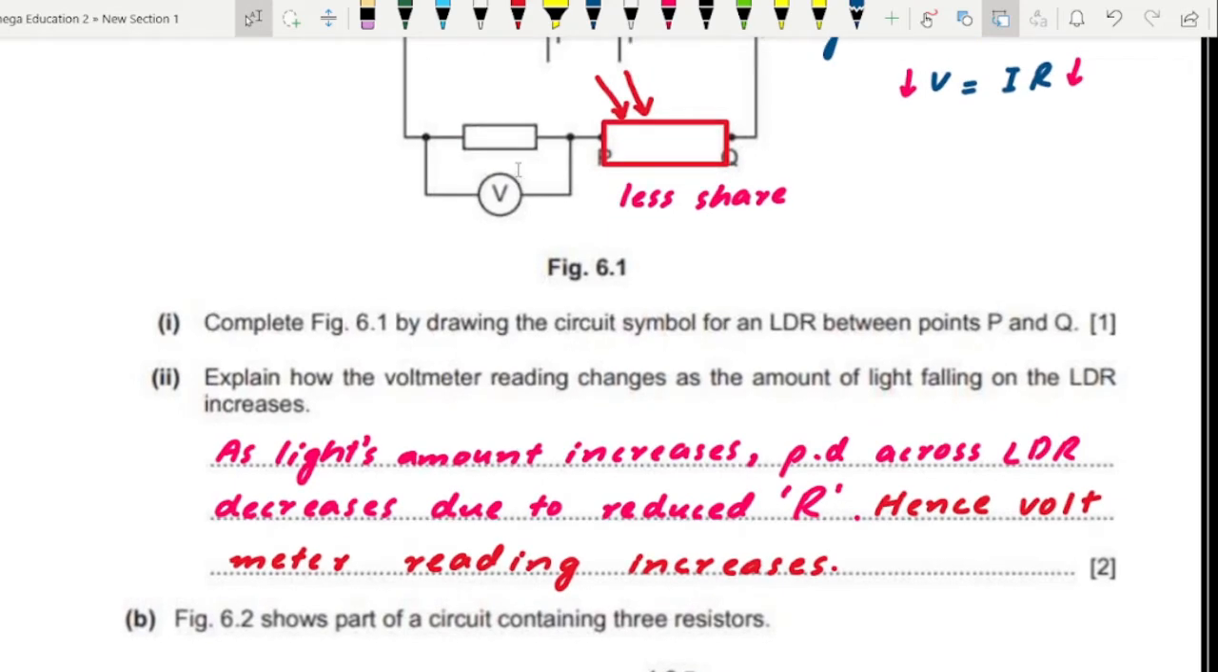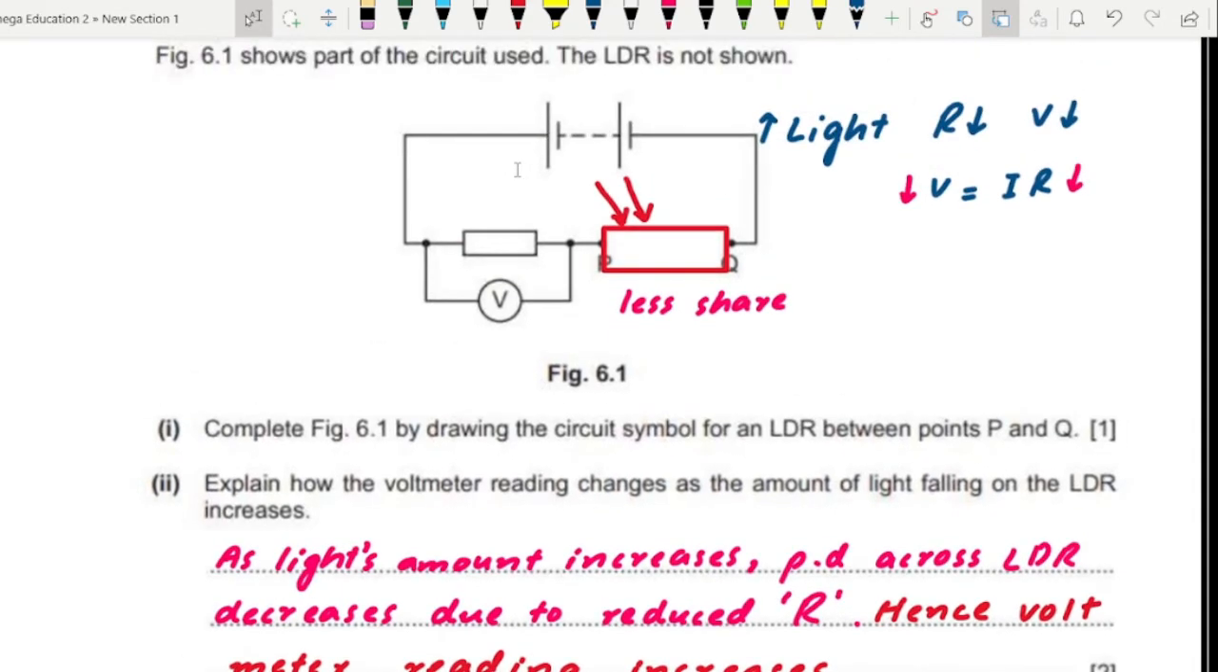All right, had the question been, in the bright light, or as the amount of light increases, what happens to the voltage of the LDR? I mean, think about it. The voltmeter is not connected over here. So just for instance, I'm going to disconnect the voltmeter from here. Let's say there's no voltmeter over here. And matter of fact, I'm going to connect a voltmeter over here with the LDR.